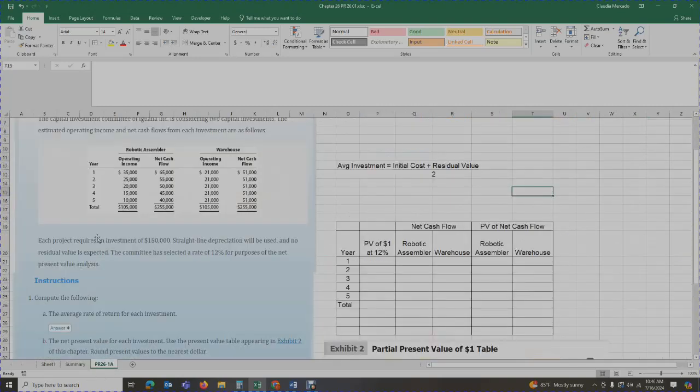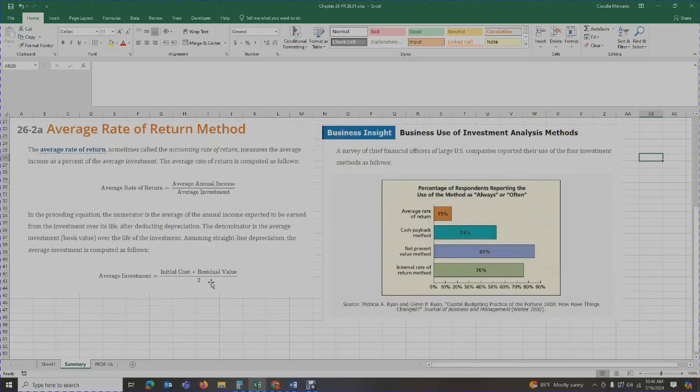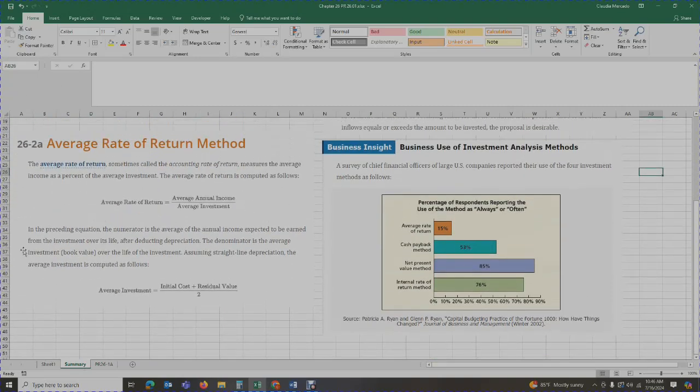Now, the first thing that we are going to be tackling is the average rate of return. If you go to your ebook, you will find a section and there's just more information. I just copied a piece of it. So please go back and refer to section 26.01A that talks about the average rate of return.